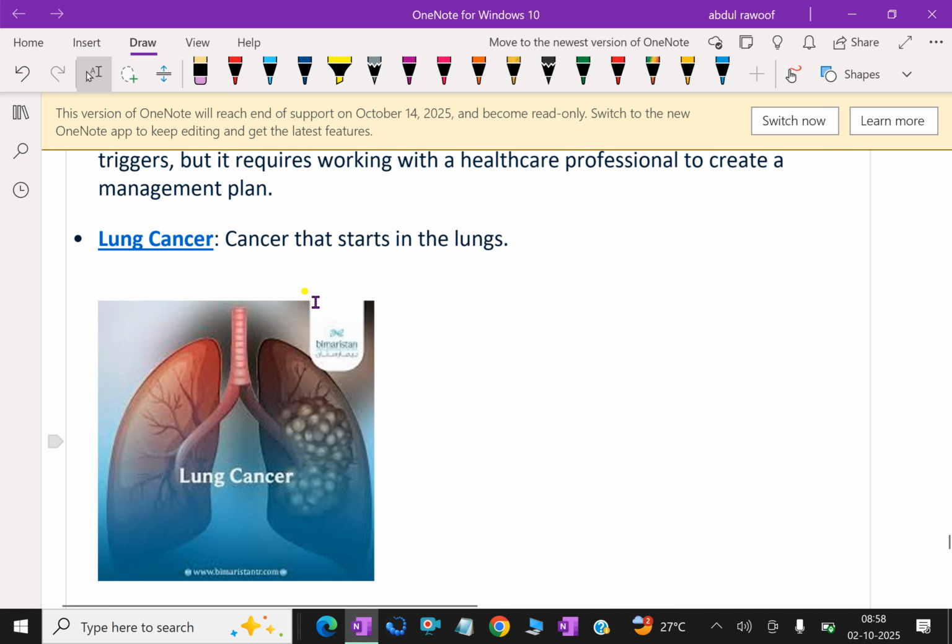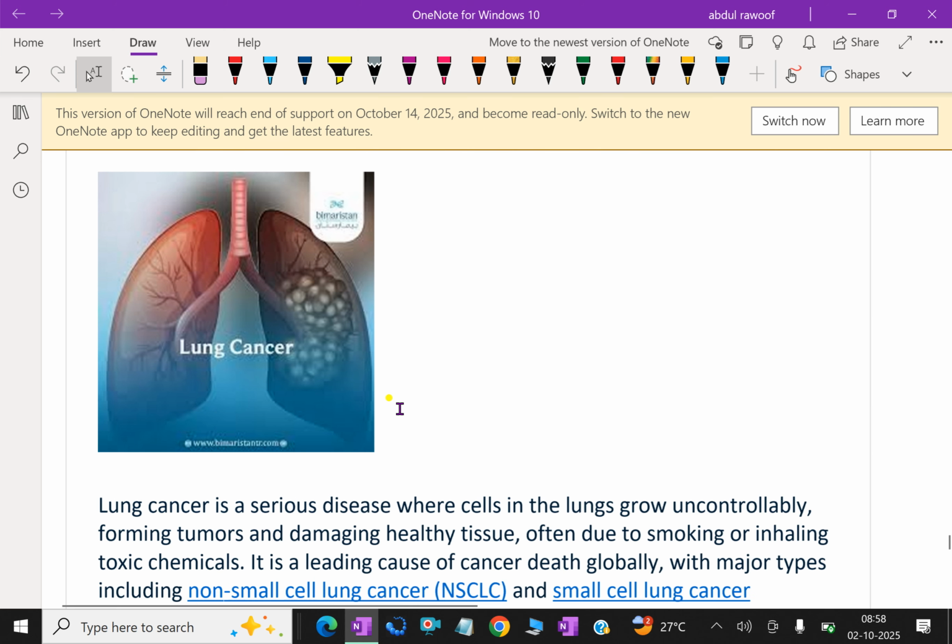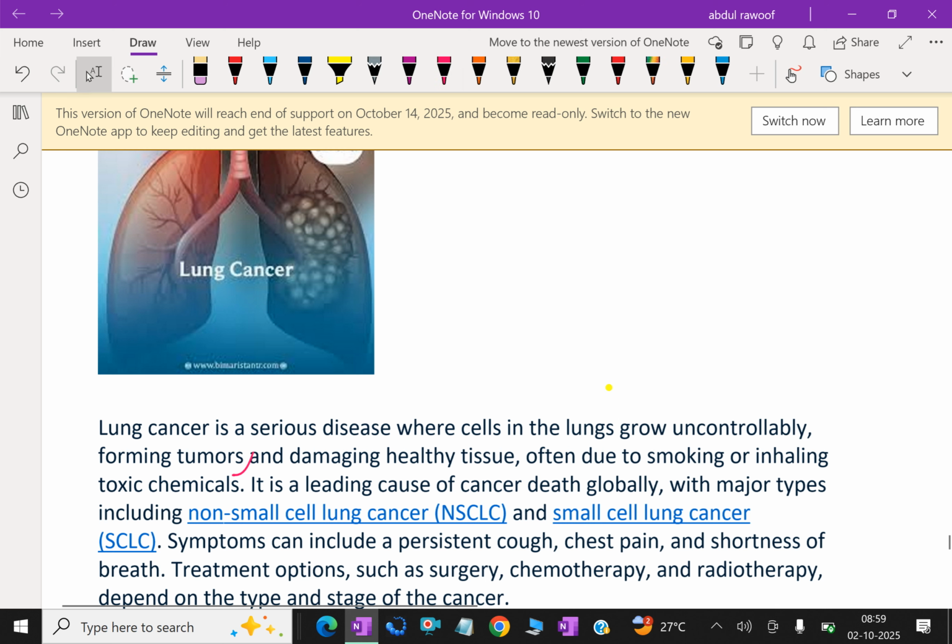Lung cancer, cancer that starts in the lung. Lung cancer is a serious disease where cells in the lungs grow uncontrollably, forming tumors and damaging healthy tissues, often due to smoking or inhaling toxic chemicals. It is a leading cause of cancer death globally, with major types including non-small cell lung cancer, that is NSCLC, and small cell lung cancer, SCLC.